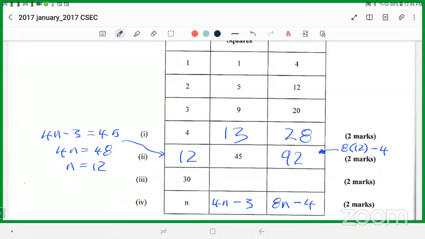92. And when this is 30, I just drop the 30 on this. I get 4 times 30 is 120. 120 minus 3 is what? 117. And then I just drop the 30 on this now. I get 240. 240 minus 4 is what? 236.